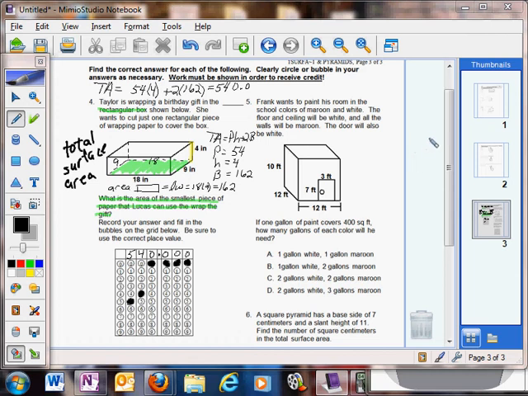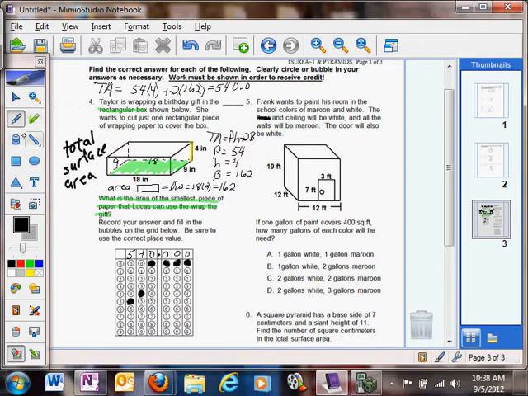Let's look at number 5. Frank wants to paint his room in the school colors of maroon and white. The floor and ceiling will be white. Pay very close attention to detail, because when you normally would paint a room, you would think the floor would not be painted. They are saying here that the floor, oops, wrong color.